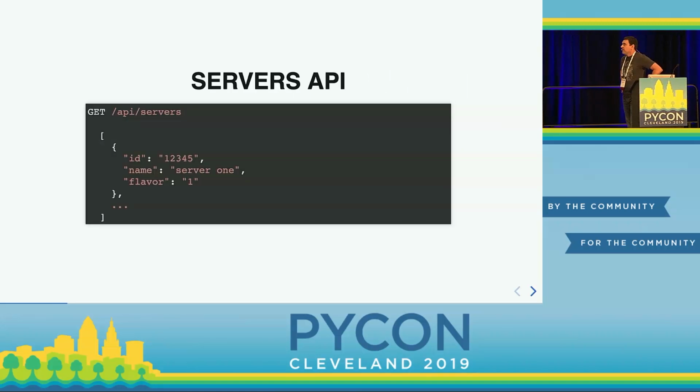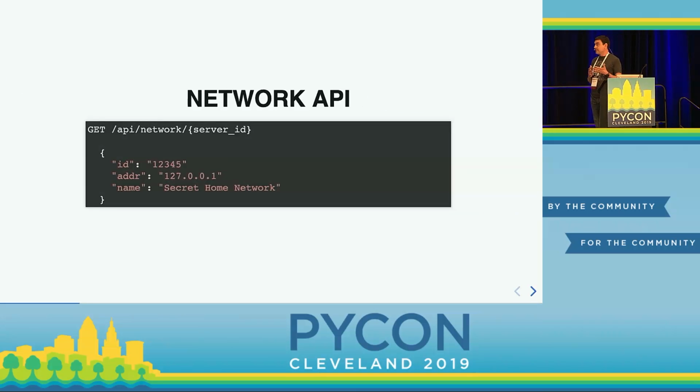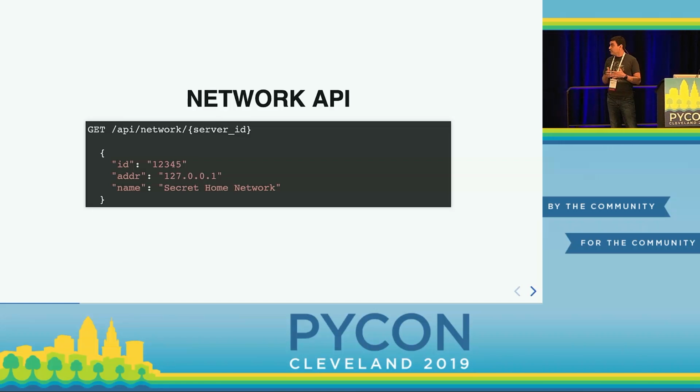Well, you look at the API call of the servers, and it doesn't have an IP address. And you're like, that's strange. We look at the code for the details page, and we realize that it's using a completely separate networks API, which takes in the server ID to get back your IP address. OK, well, how can we fix this?